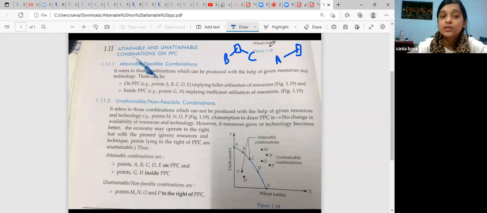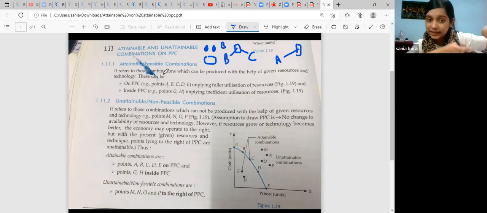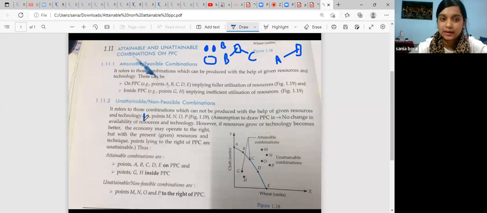So the combination of goods which can be produced with the help of given resources. For example, you have Maggi and Maggi masala. With the help of these two products, you can only produce noodles like Maggi. You cannot produce a burger with the help of Maggi and Maggi masala. Similarly, the combination of goods which can be produced with the help of given resources and technology is known as attainable combination. And unattainable refers to those combinations which cannot be produced with the help of given resources and technology. Clear?